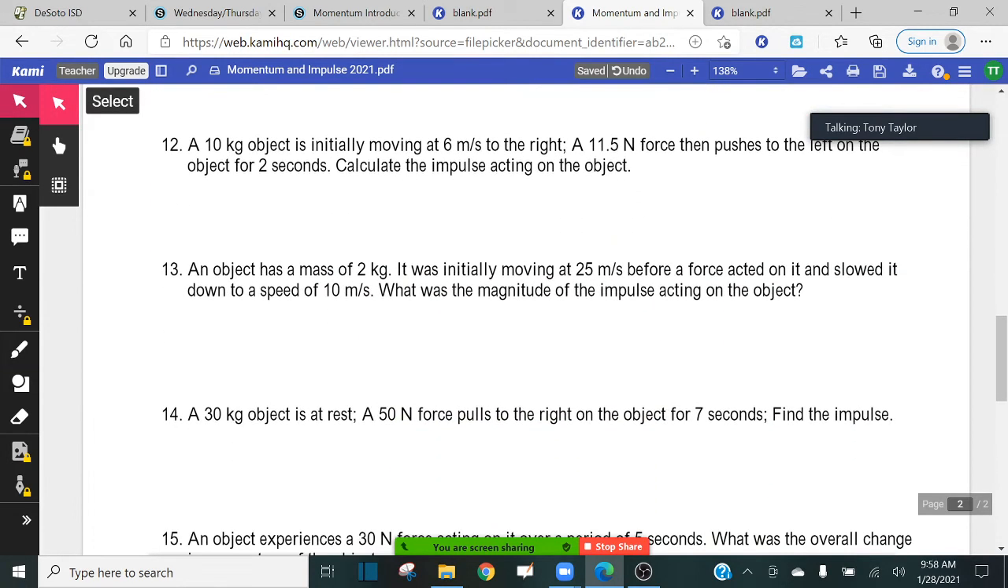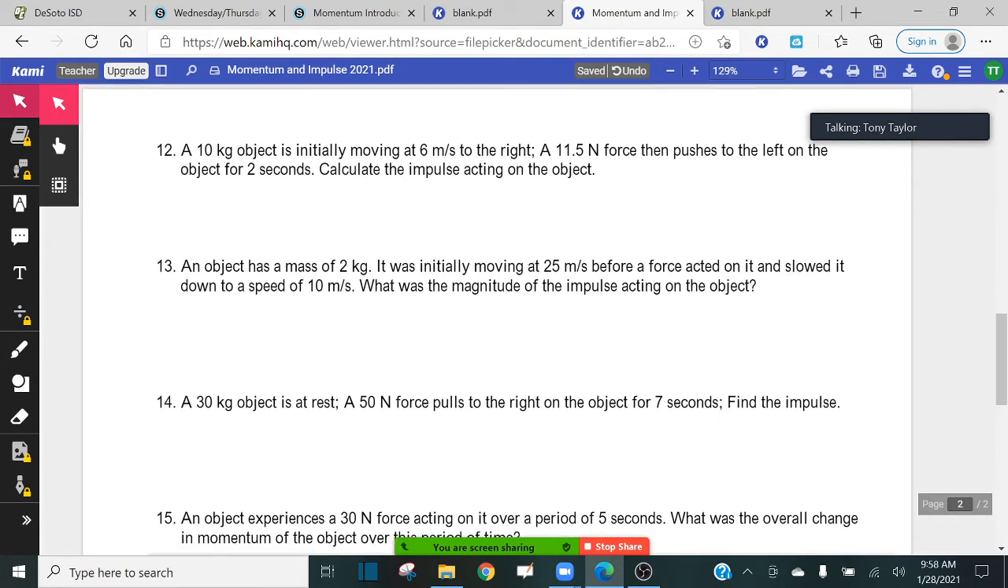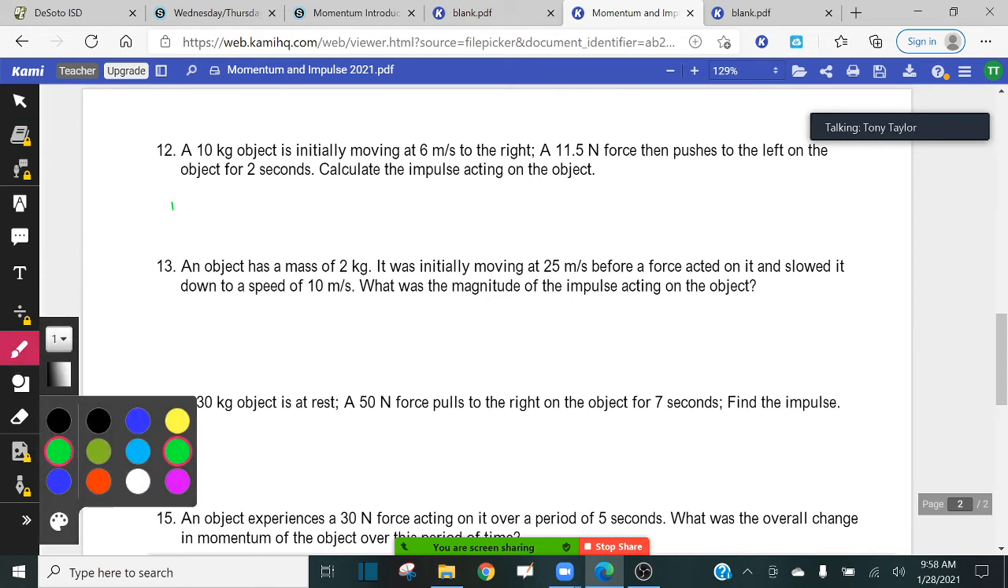All right, let's finish this up here. 4 more. Look at number 12. Number 12 says a 10-kilogram object is initially moving at 6 meters per second to the right, and an 11.5 Newton force then pushes to the left on the object for 2 seconds. Calculate the impulse acting on the object. We know what impulse is. Impulse is force multiplied by delta t. What is the force? The force is 11.5 newtons, and that force acts for 2 seconds.